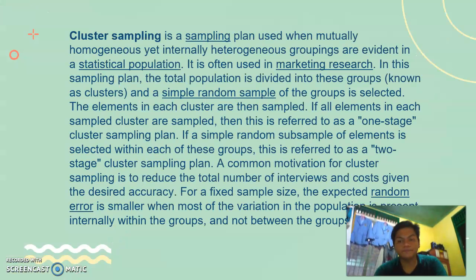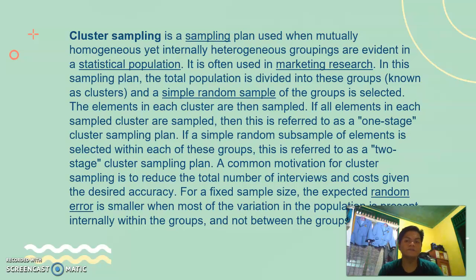Cluster sampling. Cluster sampling is a sampling plan used when mutually homogeneous yet internally heterogeneous groupings are evident in a statistical population. It is often used in marketing research. In this sampling plan, the total population is divided into groups known as clusters, and a simple random sample of the groups is selected. The elements in each cluster are then sampled. If all elements in each sampled cluster are sampled, then this is referred to as a one-stage cluster sampling plan.